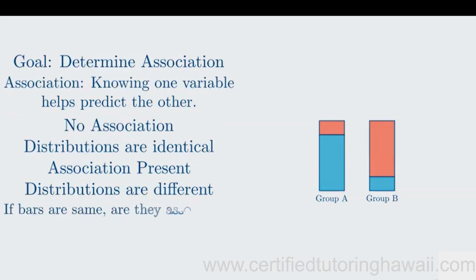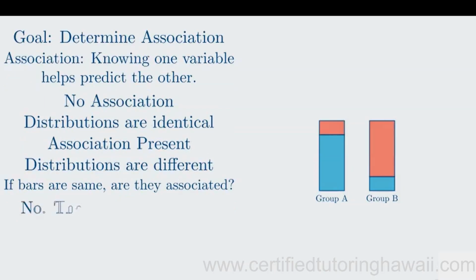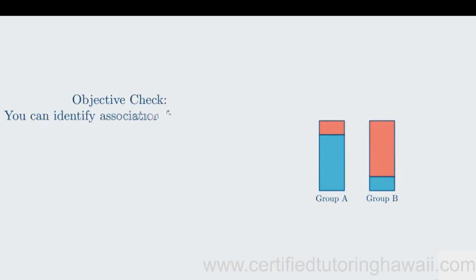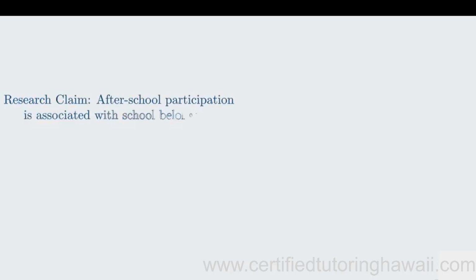Take a moment. If the bars were exactly the same, would the variables be associated? The answer is no. If they are the same, the variables are independent. You can now use graphical representations to determine if two variables are associated. Let's apply everything we have learned to a real-world scenario to justify a claim.